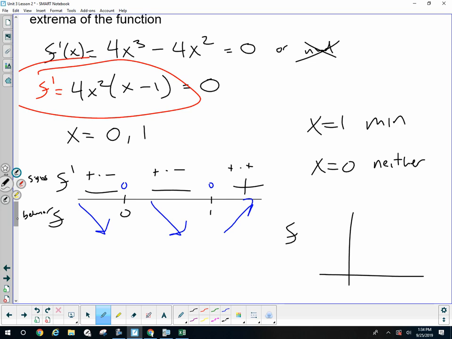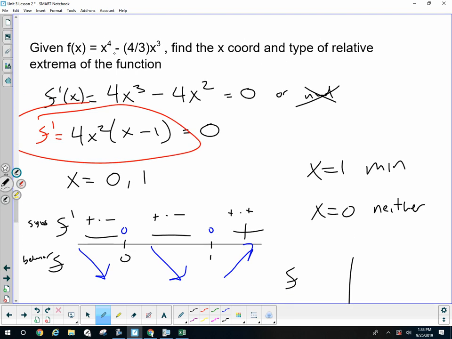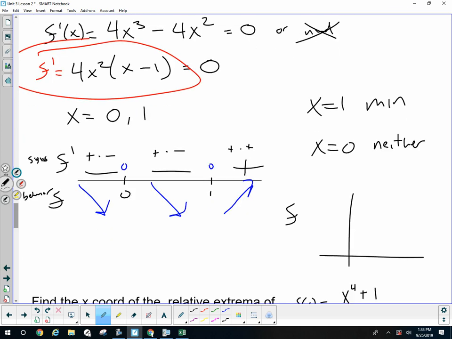Now, what's great, and we'll do this in the future, is that with a little bit of work and a little bit of y values, you can kind of see what's going on. Like 0 and 1, those are important points. Well, if I plugged in 0, I got 0. I know I have the point 0, 0 on this function. If I plugged in 1, I'd get 1 minus 4/3. That's negative 1/3. Okay, I got 2 points. I know I have 1, negative 1/3. I know I have 0, 0.